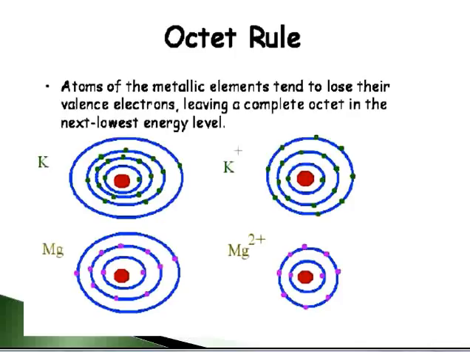Again, we've seen this, the octet rule. We would tend to lose this electron. And notice we have 8 electrons in the next level down. And so now it's happy. It has 1 extra proton, without an electron, so it has a +1 charge. Magnesium is going to lose 2.